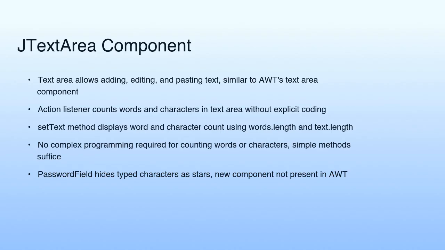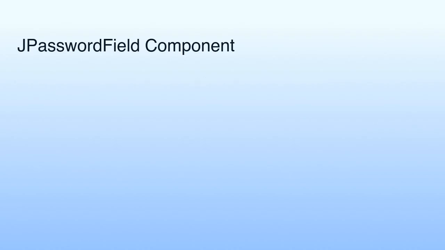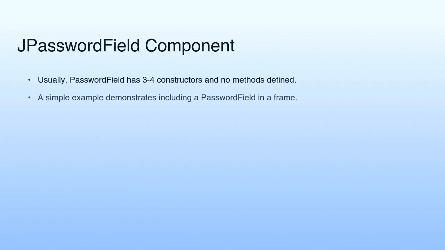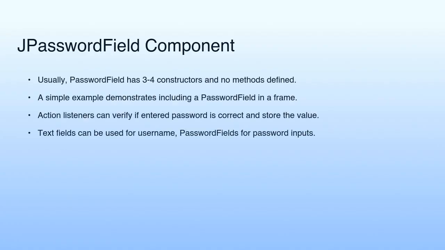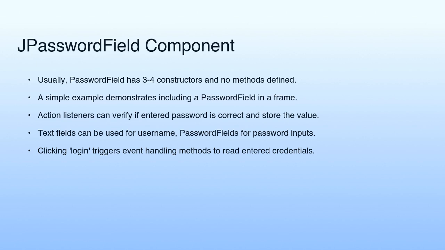JPasswordField, a new component not present in AWT, hides typed characters as stars. JPasswordField usually has 3-4 constructors and no methods defined. A simple example demonstrates including a password field in a frame. Action listeners can verify if the entered password is correct and store the value. Text fields can be used for username inputs, while password fields are used for password inputs. Clicking login triggers event handling methods to read the entered credentials.